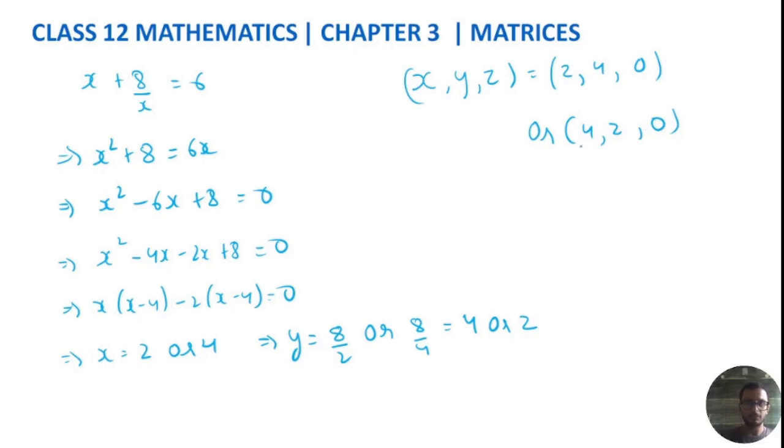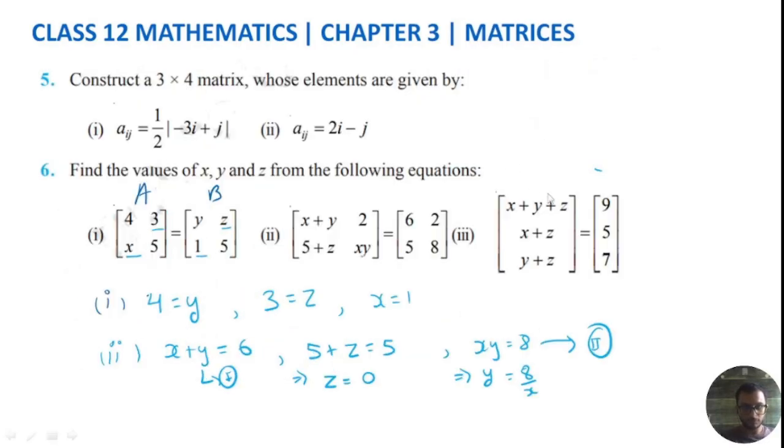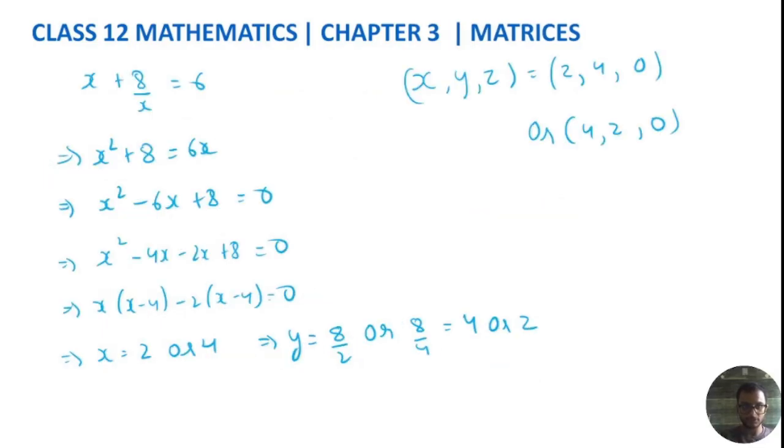So these are possibilities of x, y, z. Now you do the third part. I did the second part of this question. You complete the third part of this question. So we are done with question 5 and question 6. Now let's move to the next question, question 7.